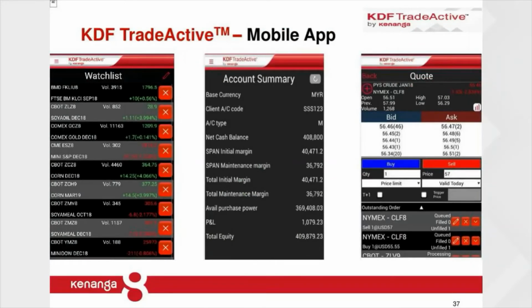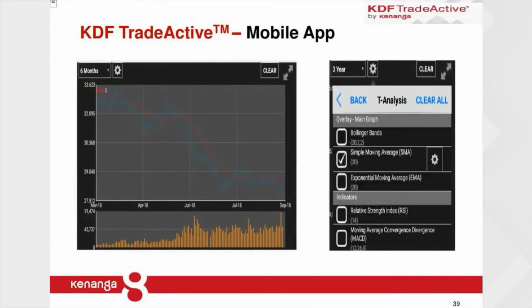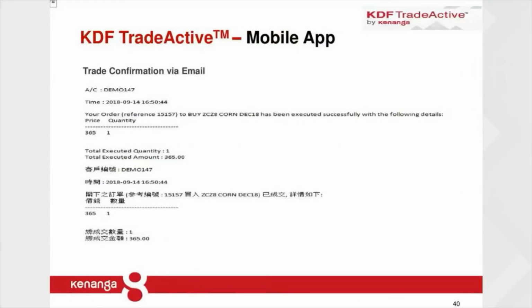And this is the mobile app. You can download it on the App Store and also Google Play. Basically, you can place orders, monitor and see your position, and also your maintenance and initial margin and whatnot. This is another example of the charts on the platform. You can also see the functions, such as MAs, MACD, RSI, and so forth. This is the email confirmation, which you will get after you execute any orders on that day.